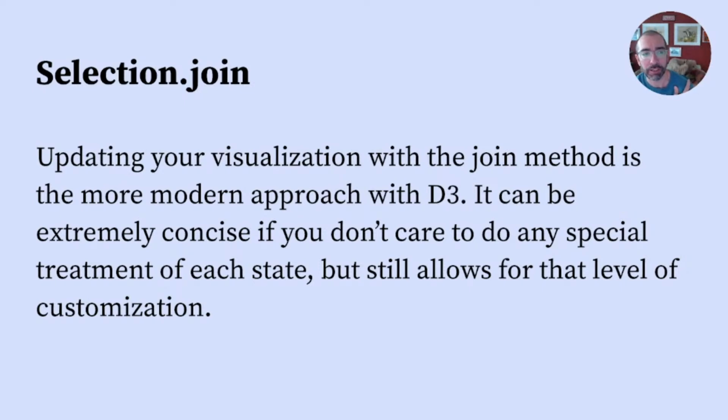It can be extremely concise if you don't care about any of the special treatment of states. So if we don't care to do animations, those transitions, we just want it to show us the most up-to-date version, so basically automatically removing the exited elements, updating and entering the new elements or the same elements. Selection join can be very concise. You don't have to specify any of that like you did before with the general update pattern. You get a little bit more out of the box there. But if you do want to do that level of detail, then you can still do that with selection join.